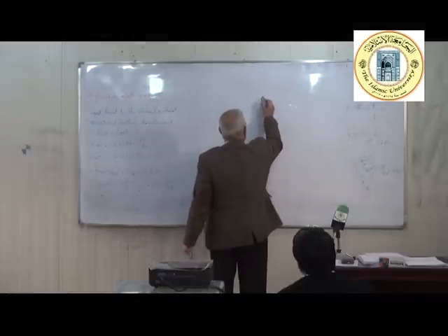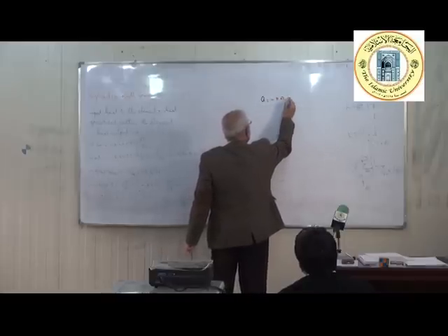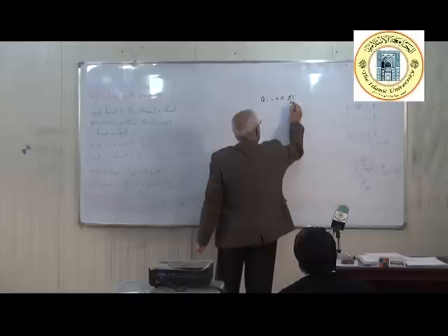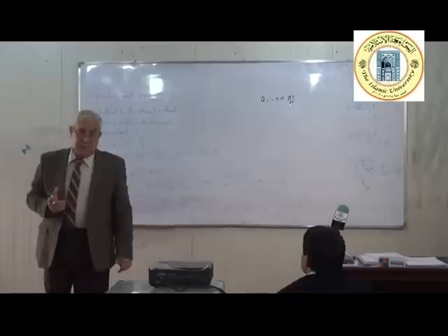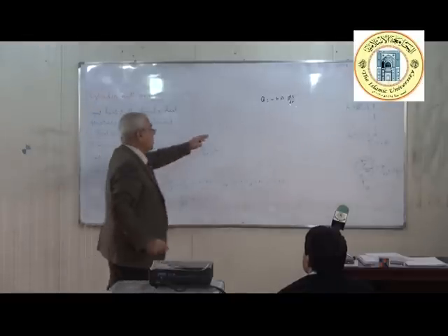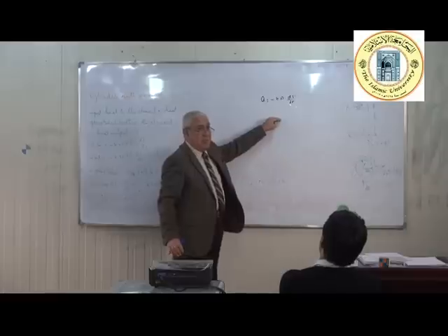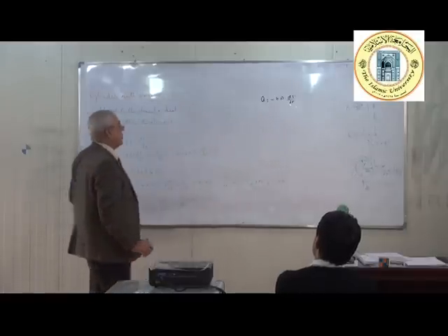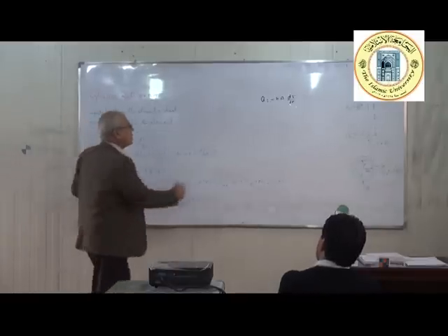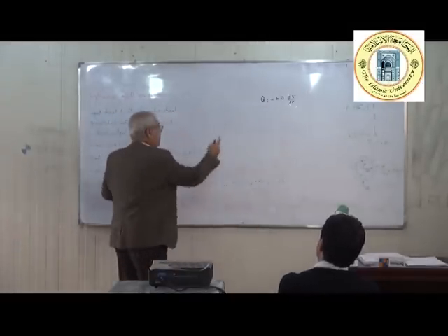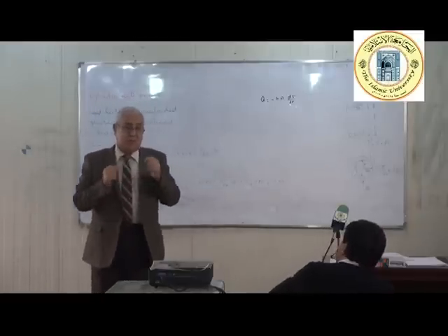Q equals minus K A dT by dr. This is Fourier equation. This equation represents heat transfer by conduction through a cylindrical shape. Now Q in equals minus K, the thermal conductivity, physical property of the material.